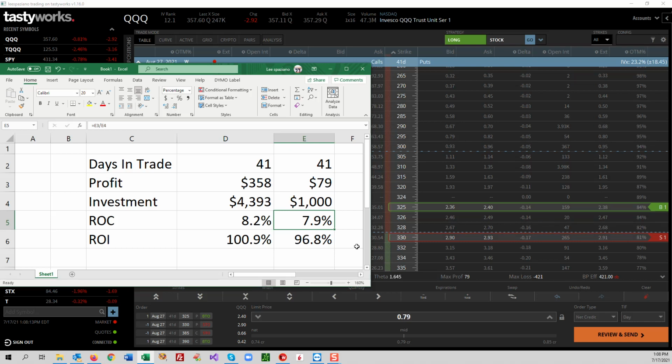We compared different underlyings, we compared different strategies, and now we can use this as a tool to make trading decisions about which investments that we want to make on our own account and what portfolio allocation we're willing to risk on an individual trade.